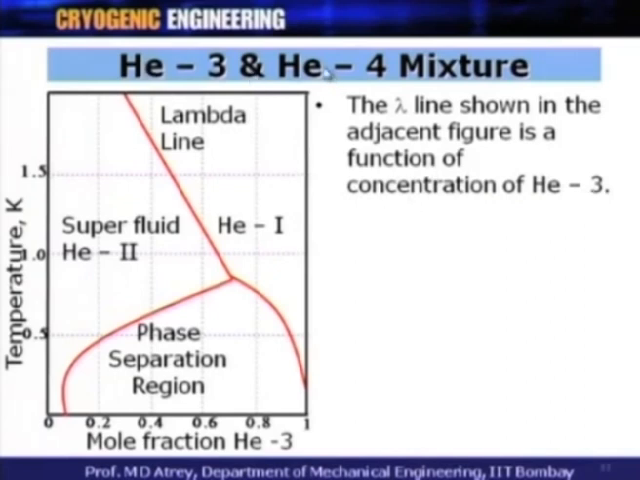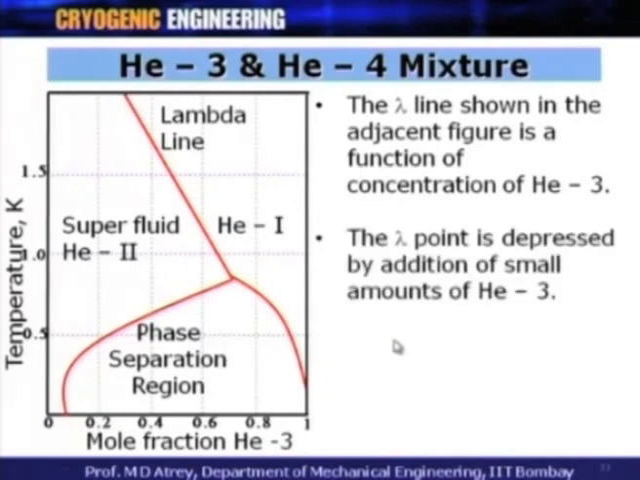Now, what we are dealing with is a helium 3 and helium 4 mixture. Let us start with helium 4 only: you get a lambda point of 2.17 Kelvin. As we add helium 3 to it and make a mixture, helium 3 is completely miscible in helium 4 here, but as the fraction of helium 3 increases, the lambda point decreases. For this particular fraction you get a lambda point here, and for another fraction you get a lambda point over here.